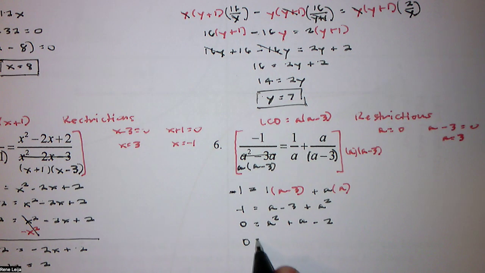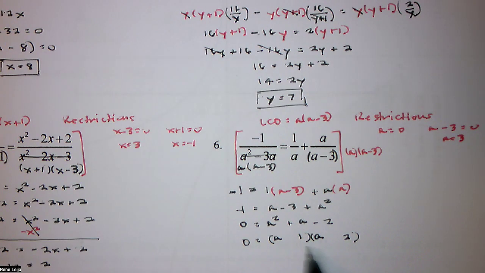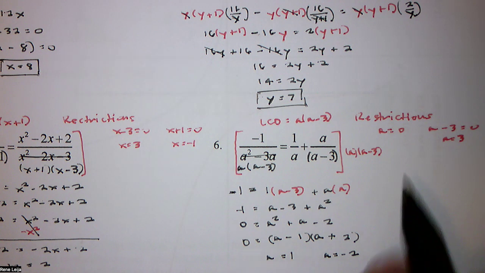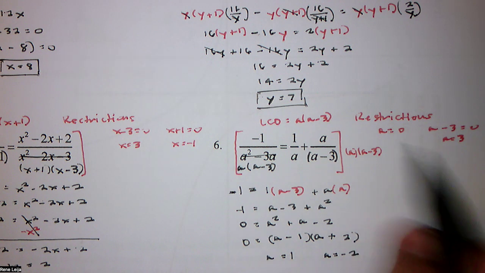Okay, well, let's see if this factors. So the only way that I can get an a squared is that the front of my binomials are a. 2 only factors one way. That's a 1 and a 2. How can I get a positive 1 from 1 and a 2? Well, the 2 would have to be positive, and the 1 is negative. And negative 1 times a positive 2 gives me a negative 2. So check. So now that means this is going to give me a solution of a equals 1. This gives me a solution of a equals negative 2. Neither of those are restricted.